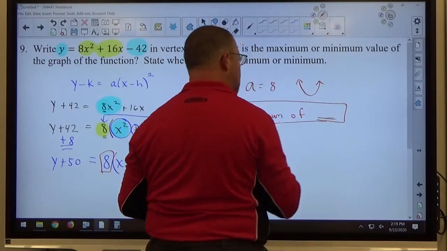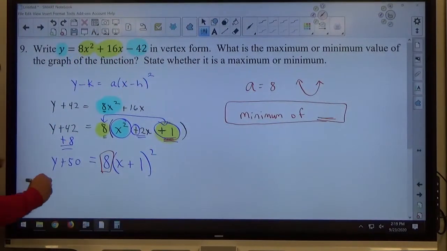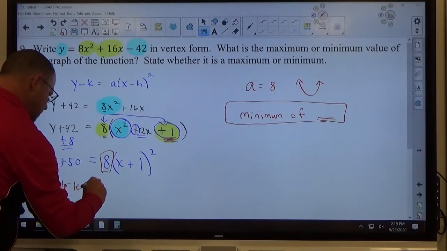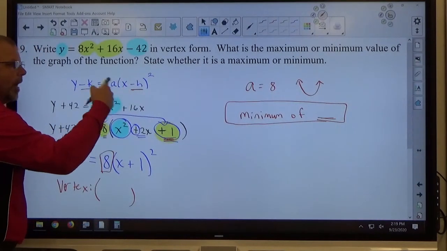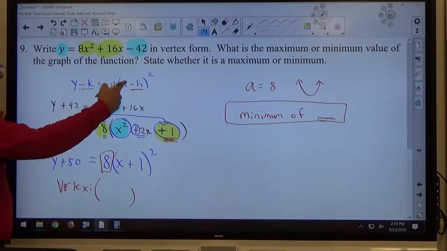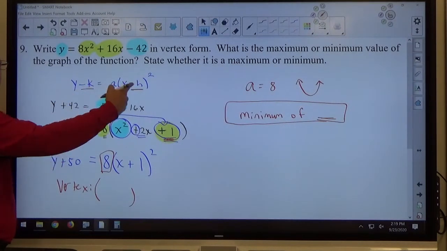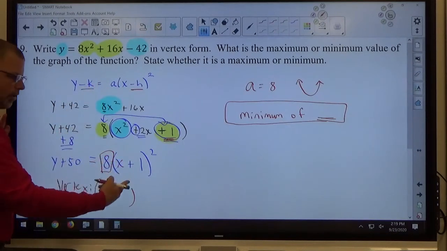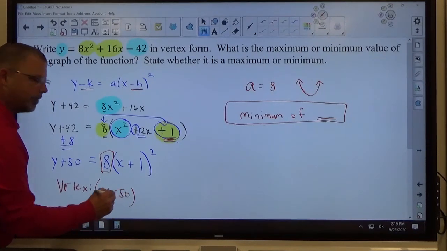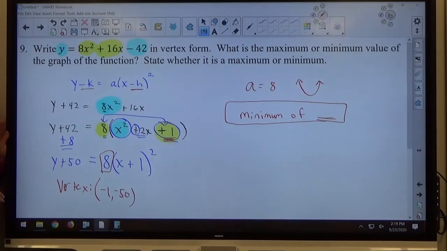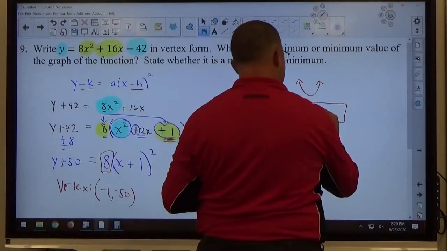Minimum of what? So the vertex here, okay, the vertex formula, notice it says minus h and minus k. H is with x, k is with y, right? This is the x number, this is the y number, but they're the wrong signs. In the formula, they're the wrong signs, so I'm going to change the signs. So the h value is -1, the k value is -50. That's my vertex. The vertex is the point at the bottom of this parabola, the lowest point. When it asks for a minimum value, it's asking for the y value. So minimum of -50 is what we get out of that.